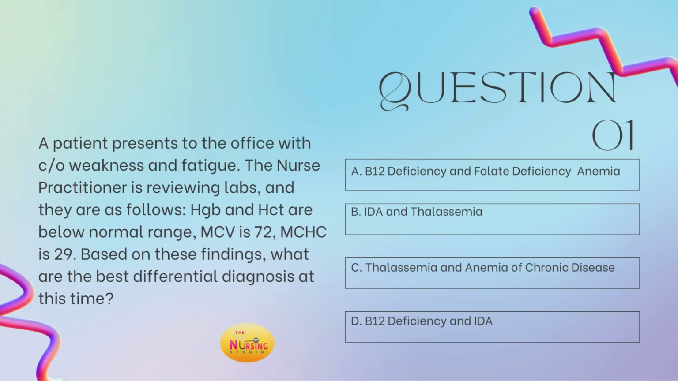Question number one states a patient presents to the office with complaints of weakness and fatigue. The nurse practitioner is reviewing labs, and they are as follows: hemoglobin and hematocrit are below normal range, MCV is 72, MCHC is 29. Based on these findings, what are the best differential diagnoses at this time? Is it A, B12 deficiency and folate deficiency anemia, B, iron deficiency anemia and thalassemia, C, thalassemia and anemia of chronic disease, or D, B12 deficiency and iron deficiency anemia? Take a moment and tell me what you got in the comments, you guys.